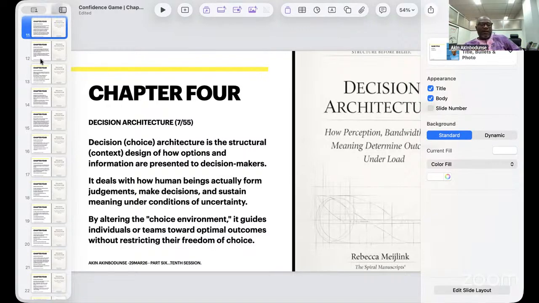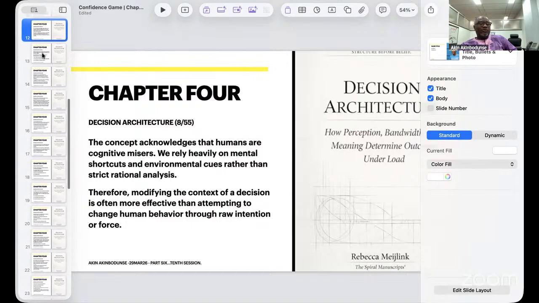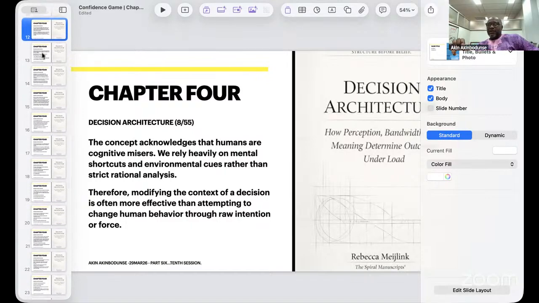That's called decision architecture, right? The environment is such that it affects the outcome of your decision, whether it's going to be optimal or suboptimal. So the concept of decision architecture acknowledges that humans are cognitive misers, right? We're limited in what we can see. There's more around you at any point in time than your brain is registering, right?